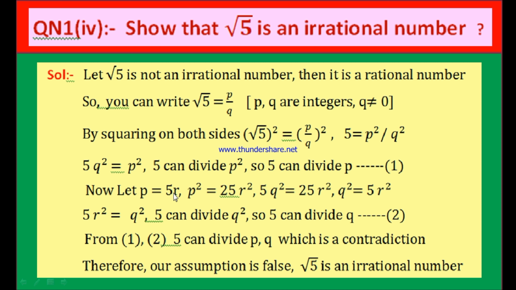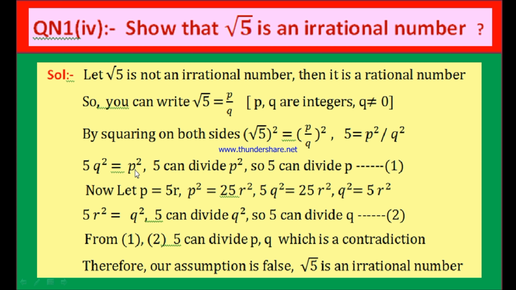Now let p be equal to 5 times r. How can I take this as 5 into r? Because 5 can divide p. Since 5 can divide p, p is in the form of 5 into something. P is a multiple of 5. Since p is a multiple of 5, p is equal to 5 times r, r is some number. P is equal to 5r. By squaring on both sides, p square is equal to (5r) whole square, that is 25r square.